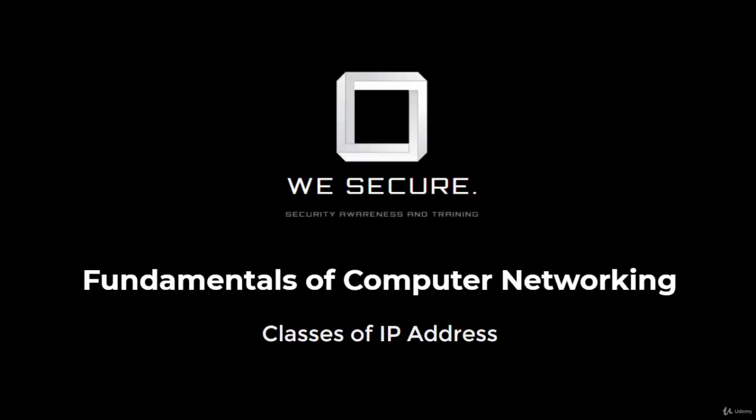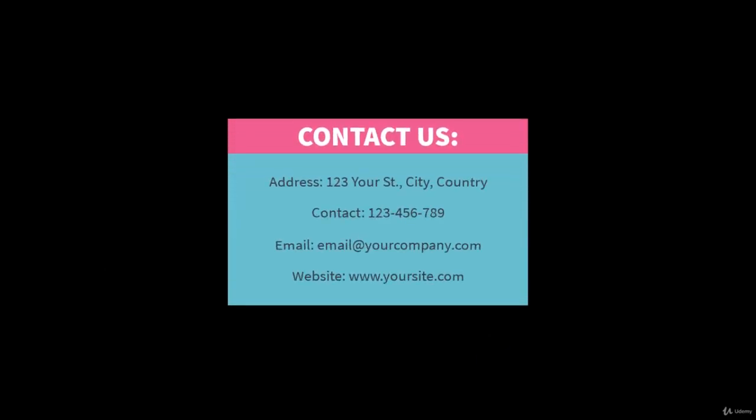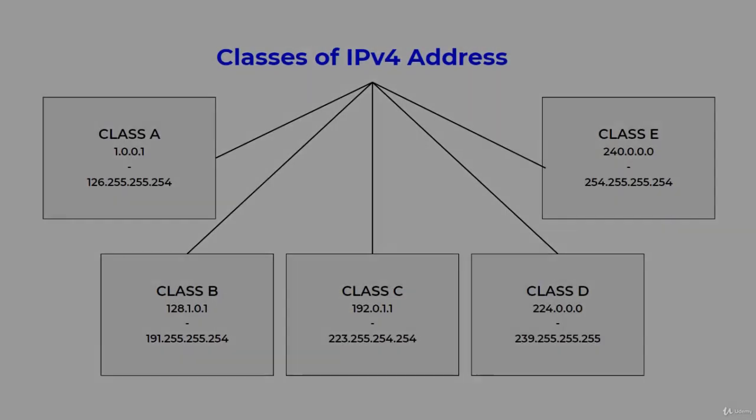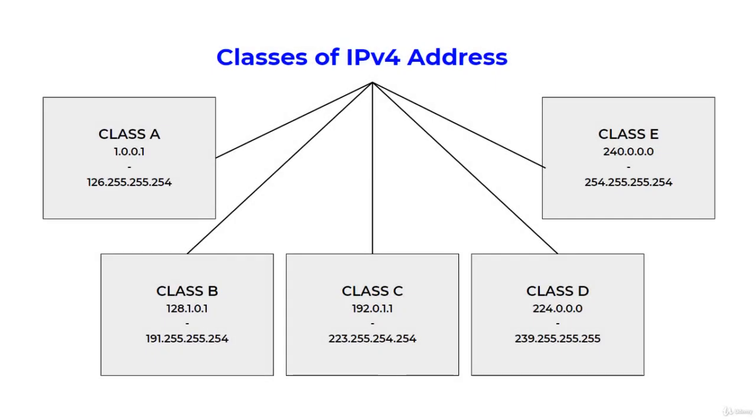Let us start classes of IP address. In this lecture, we'll discuss the 5 types of IP address classes. We will also see in detail what these classes mean and how to guess the class of an IP address just by looking at the numbers. An IP address is an address having information about how to reach a specific host, especially outside the LAN.